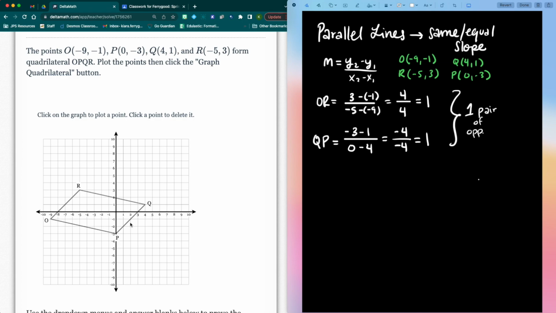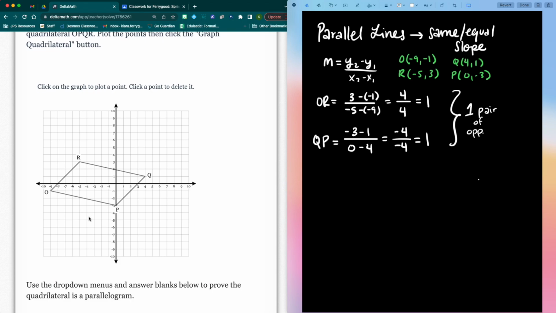But that's not enough. In parallelograms, you got to prove both. Now, guys, in addition, you can simply do rise over run. So you could have said rise 1, 2, 3, 4, run 1, 2, 3, 4. And so my slope from O to R is 4 over 4, which is going to be 1, simplifying down. So you could do that as well, guys.